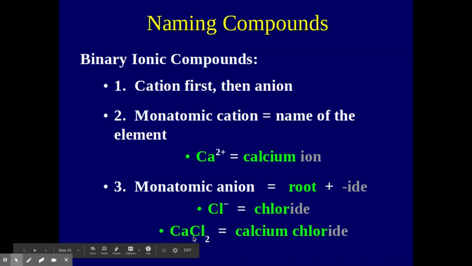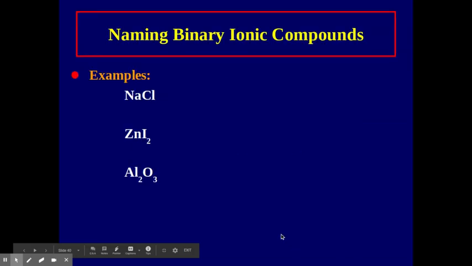This is calcium chloride. Doesn't matter how many there are, it's just calcium chloride. So try these examples. You can pause if you want before I give you the answers. Sodium chloride, zinc iodide, aluminum oxide.